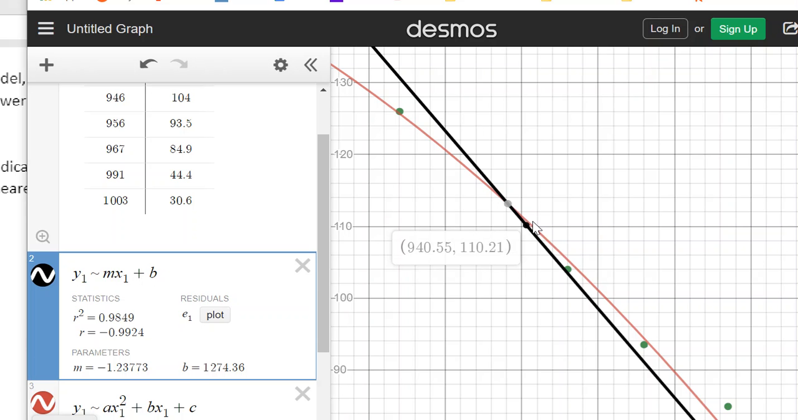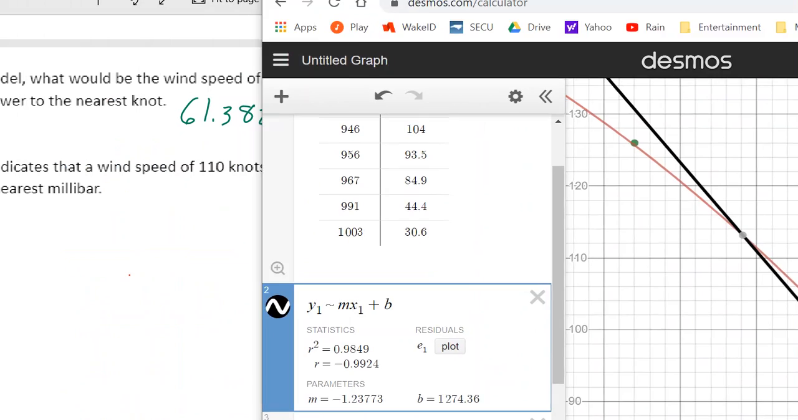It may be that I don't get it exactly on 110. 110.21, and my next notch down is 109 point what? 110.025. That's not bad. I think I can live with that. So if that's 110, then my x value is 940.7.